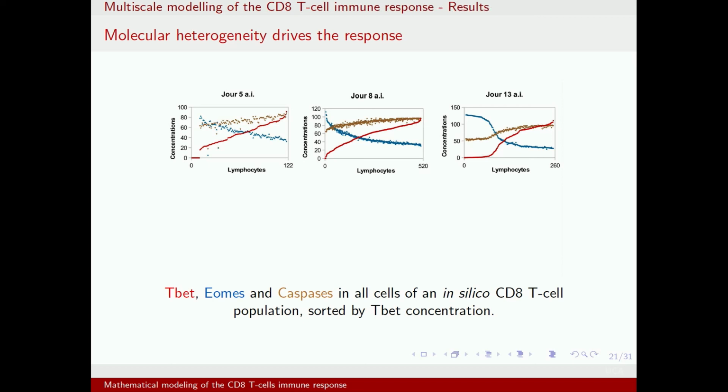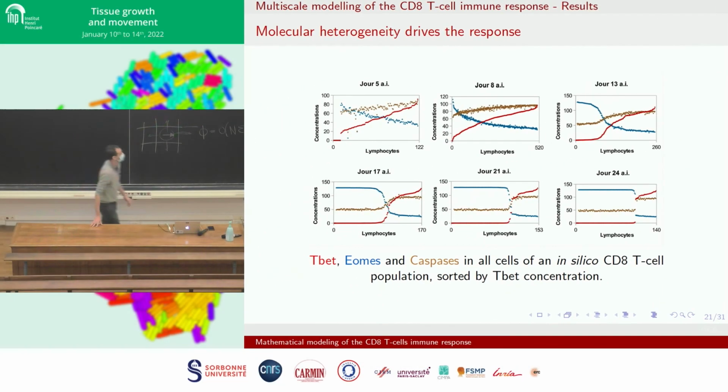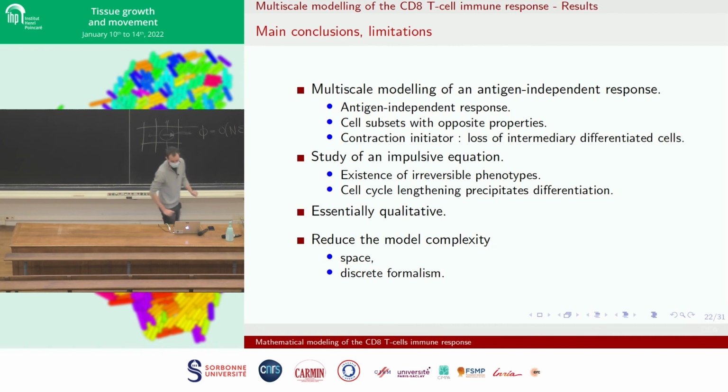And on the other side, we see cells with high concentration of the blue protein EOMS. So actually, those cells are becoming progressively memory cells and stopping proliferating. So I skip a few days. It's the same dynamics. And you can see that at the end of the response, we have 2 clearly distinct subpopulations. One on the right, which is actually progressively dying, and one composed of memory cells that are not proliferating anymore. So I will conclude.